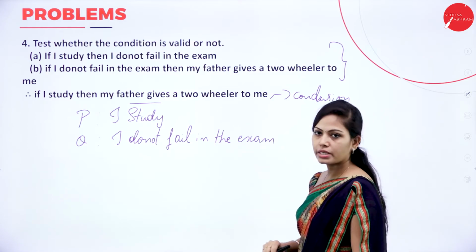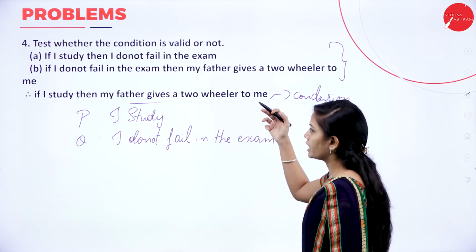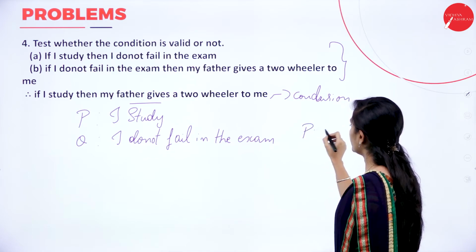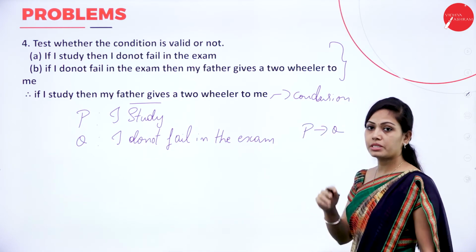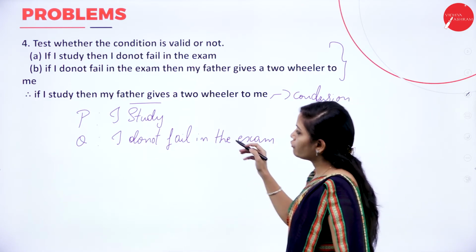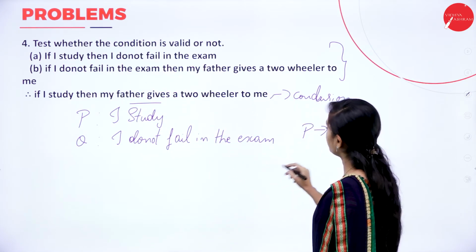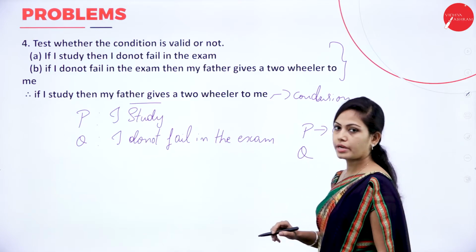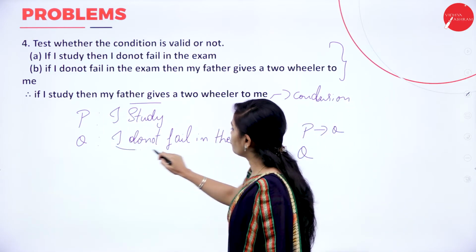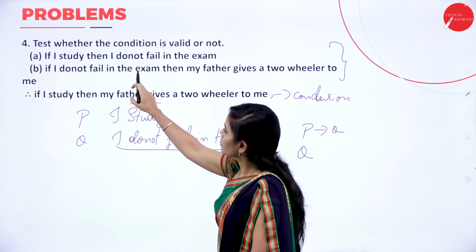So statement 1 is, if I study, then I do not fail in the exam. That is P implies Q. If I do not fail in the exam, what does that mean? Statement Q, right? I do not fail in the exam means Q.